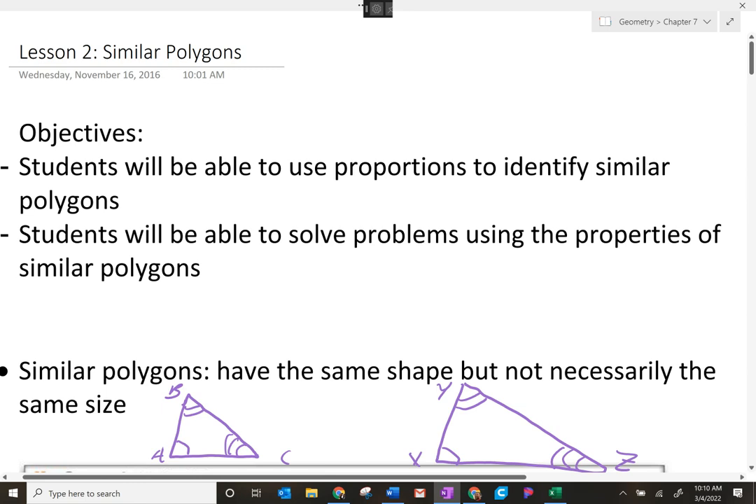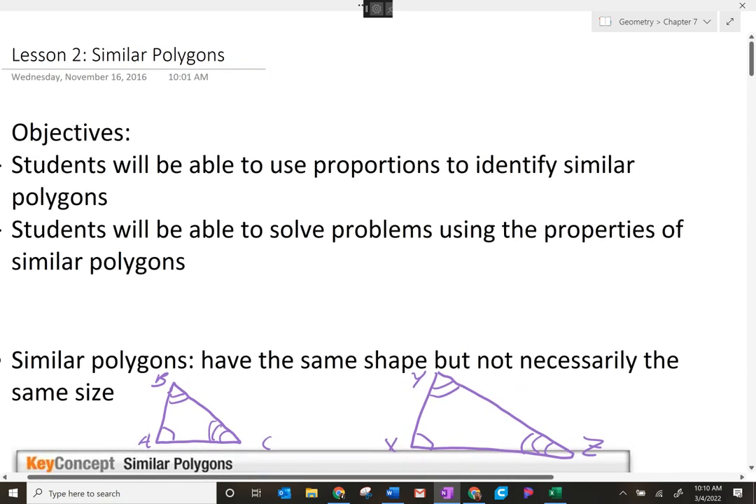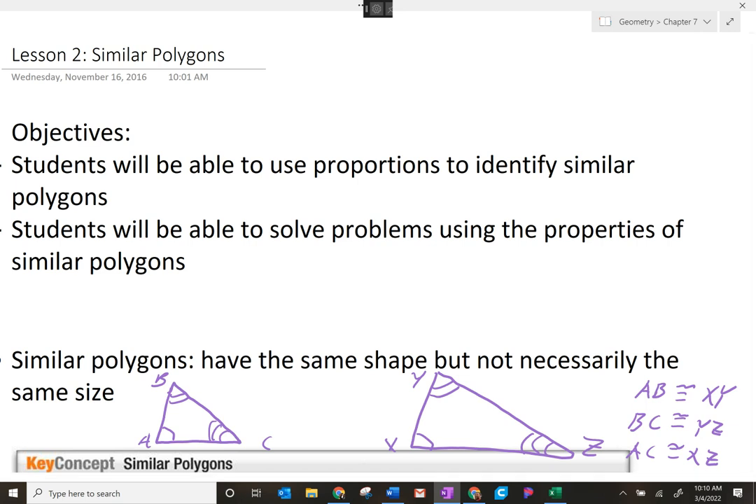It was kind of on that test, or that lesson that we did before, where we were able to tell that side AB was equivalent to XY. You guys remember doing that? And then side BC was equivalent to YZ, and then side AC was equivalent to XZ. You guys remember that part? Hopefully. Okay, that's what this is.